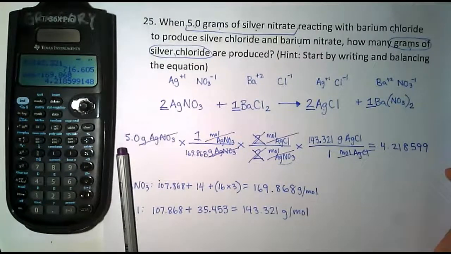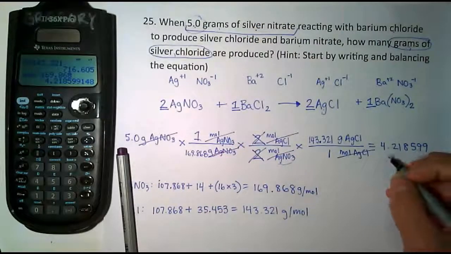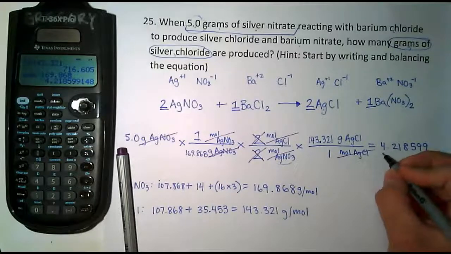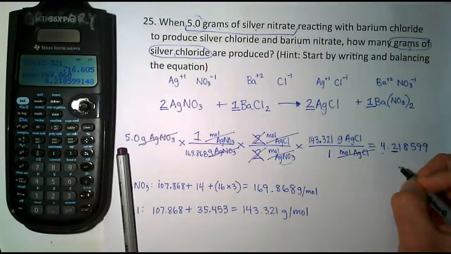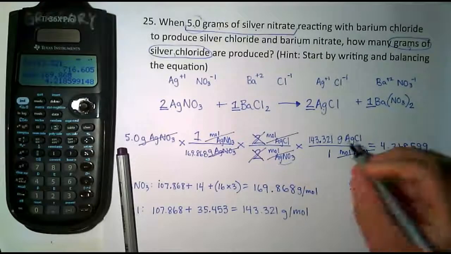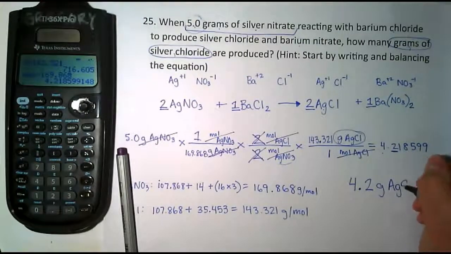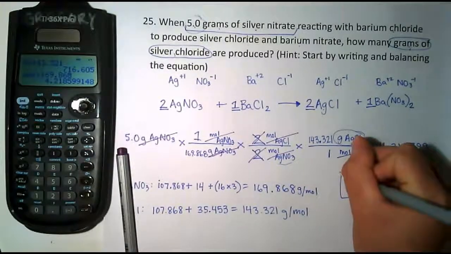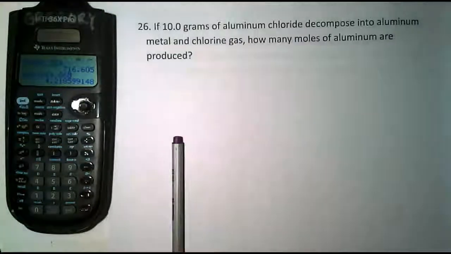And when we do that, we got 4.218599. So a big long number, but we need to round this to just 2 significant figures because that's what we were given to begin with. So we're going to round 1, 2, and this 2 is going to stay a 2 because 1 is not greater than 5. So our answer is going to be 4.2, and then our units are grams of silver chloride. Box that answer in. So, moving on to the next problem.